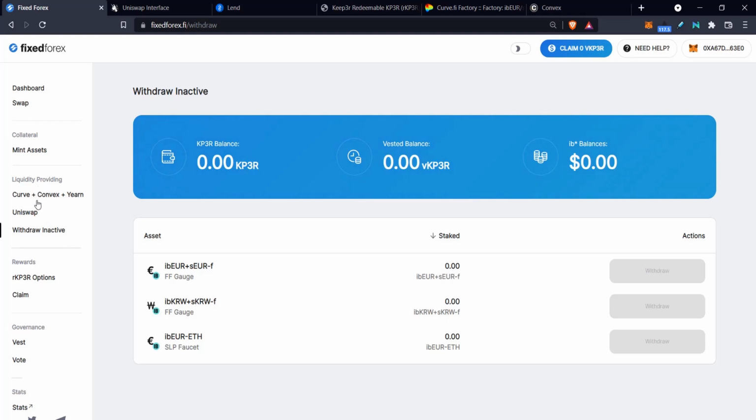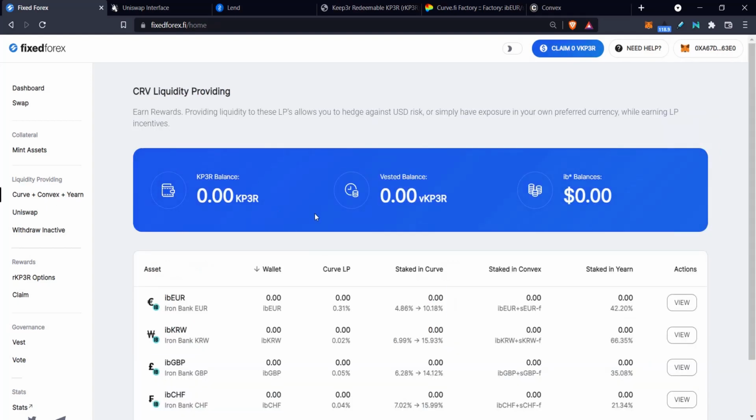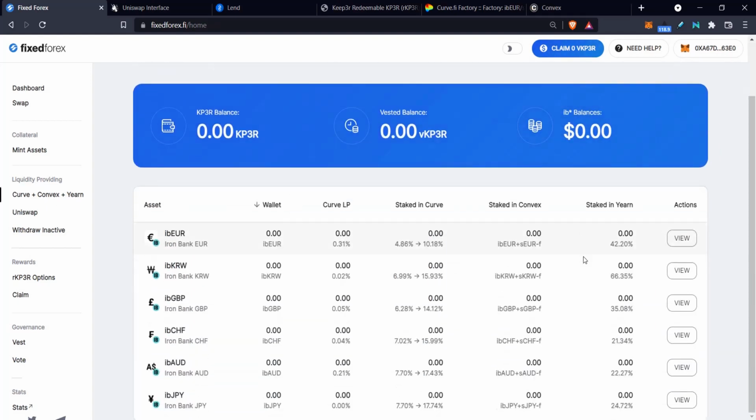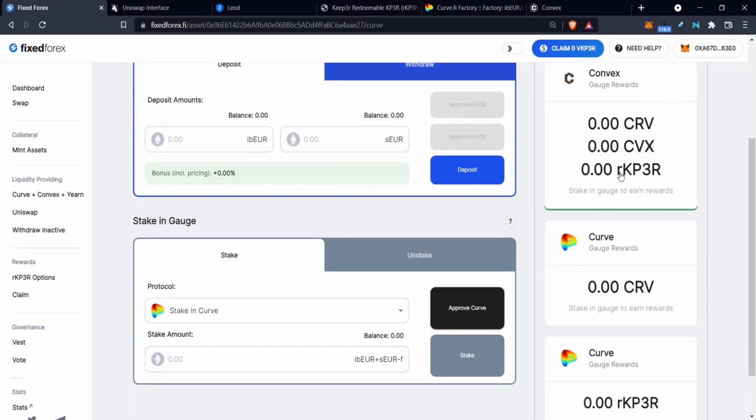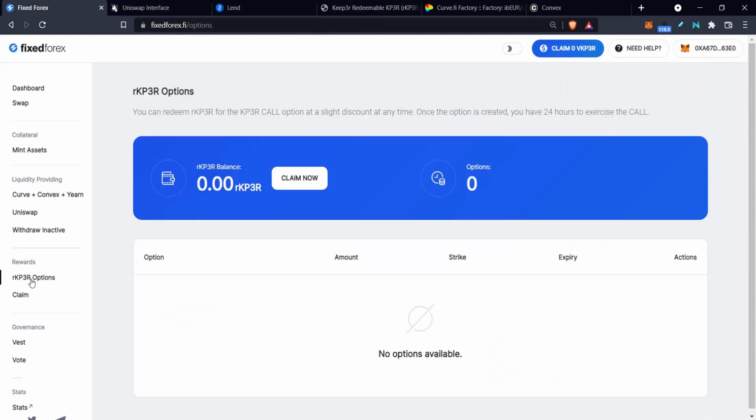Okay. So these are the options for liquidity providing, incentivized liquidity providing. As you can see, the rewards here are in rKeeper and then these other rewards. So what is this rKeeper? Let's come down here to talk about rKeeper.